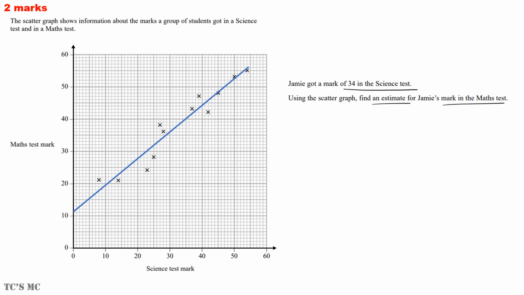So here's my line of best fit, and now I have 1 mark. Now go to Science, go to 34 and draw a line upwards. Once you get to the line of best fit, go across. As you can see, using my line of best fit, Jamie must have got 39 in the maths test, and that would get me my 2nd mark.